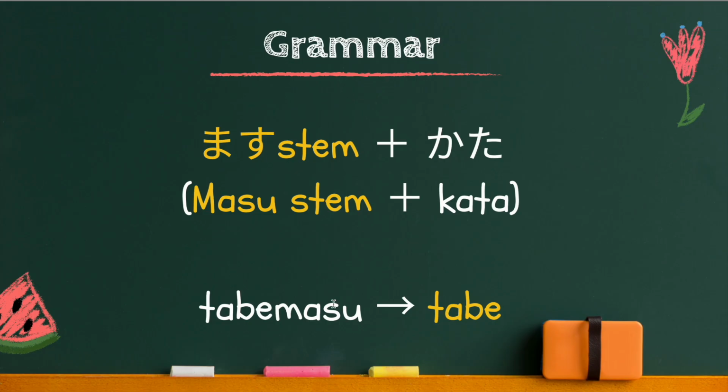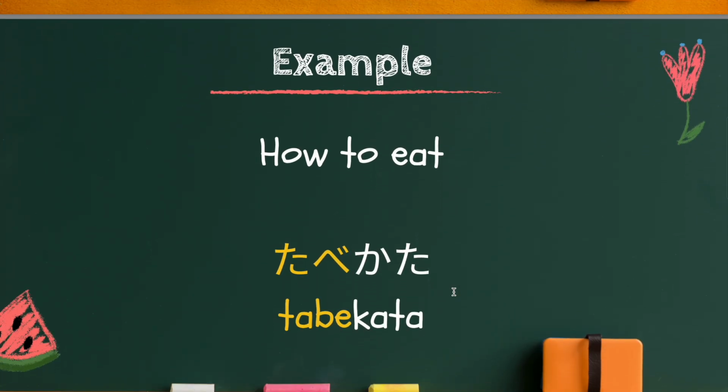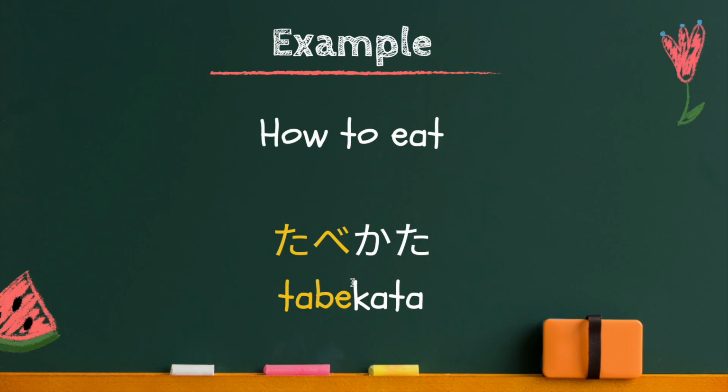Mas stem means like this. For example, if a verb is tabemasu, to eat, drop mas off, and this remaining part, tabe, that's the mas stem. So use this mas stem and then add kata. Together it means how to. So, example, how to eat is this, tabekata. Eat is tabemasu. So use the mas stem tabe and then add kata. Together it means how to eat.